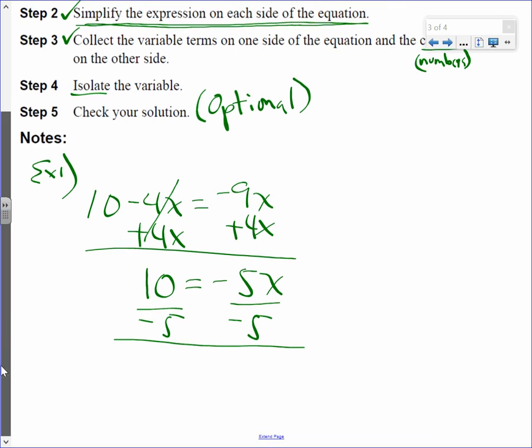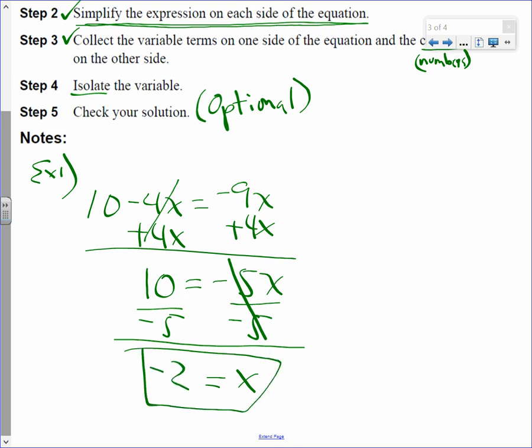Boom. Negative divided by negative is positive 1. X on the right is by itself. Beautiful. There's our solution. So this equation has one solution, not infinite amounts. We're just one.